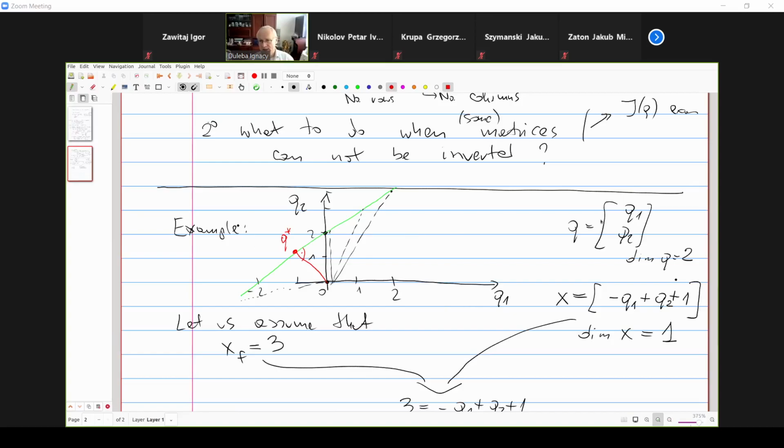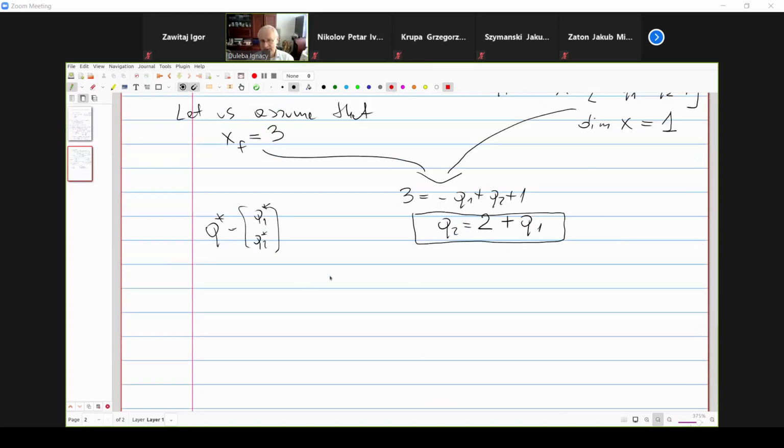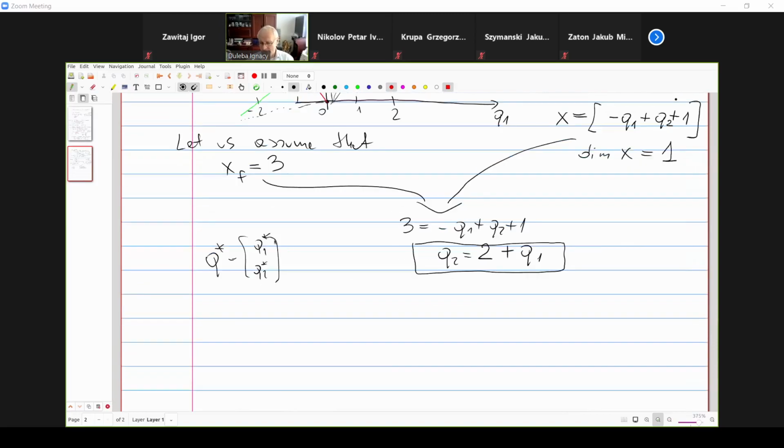For a redundant manipulator, like in this case, because the dimensionality of Q is bigger than the dimensionality of X, we have an infinite number of solutions. Therefore, we need to set on the solution some criterion, some minimality criterion, and select only a single solution. So it was an example, but how to do it in practice?